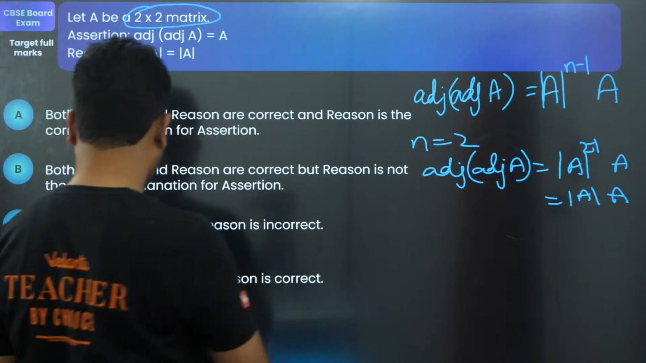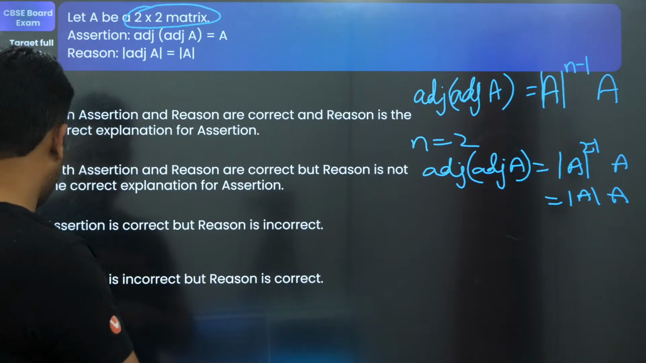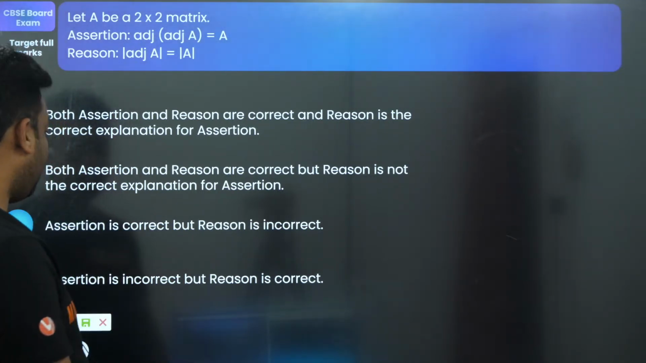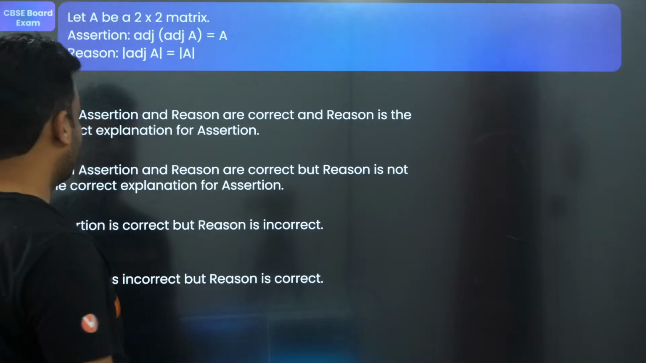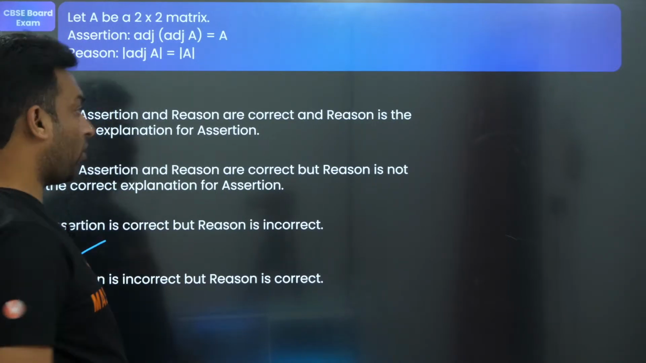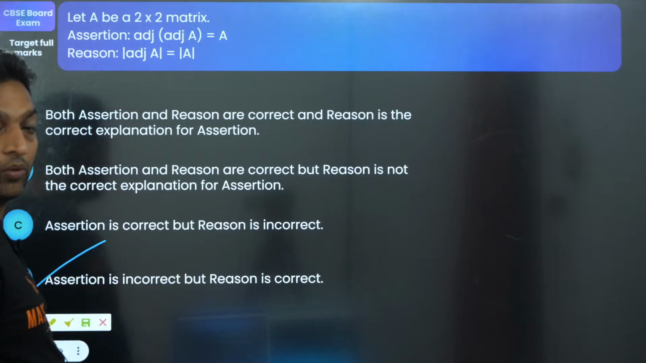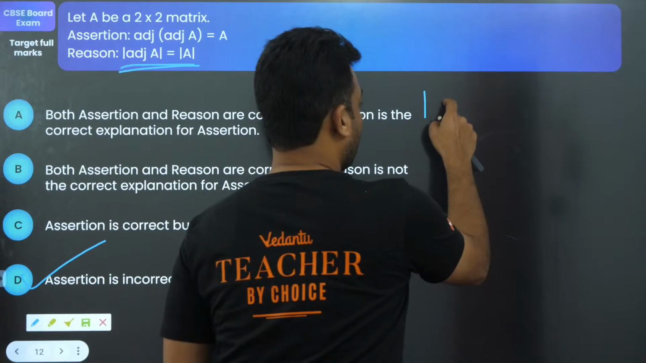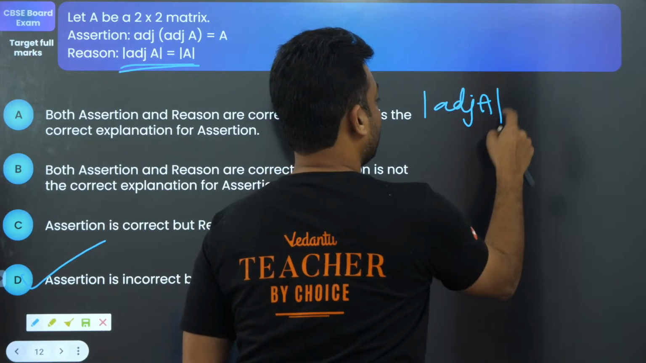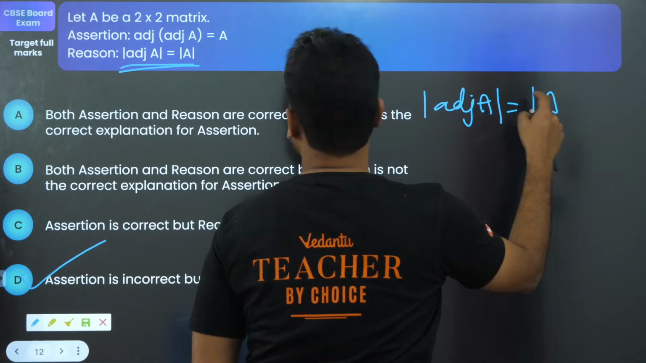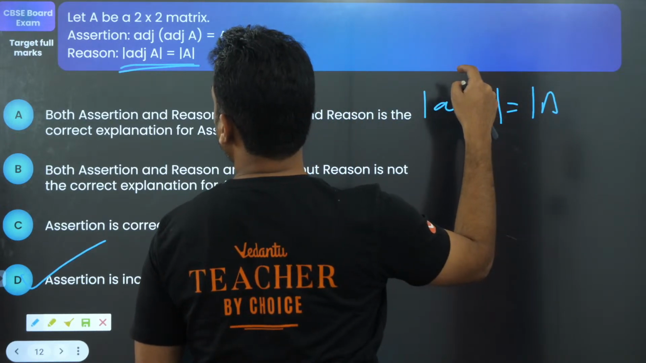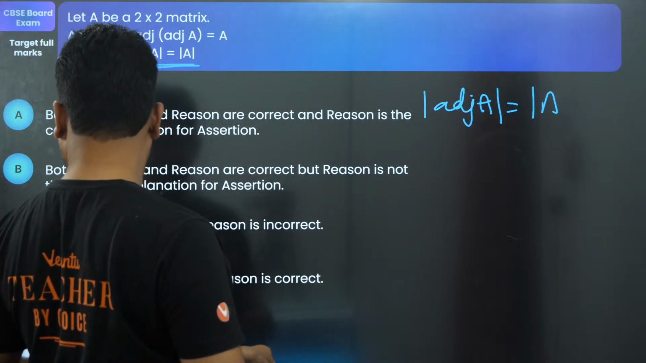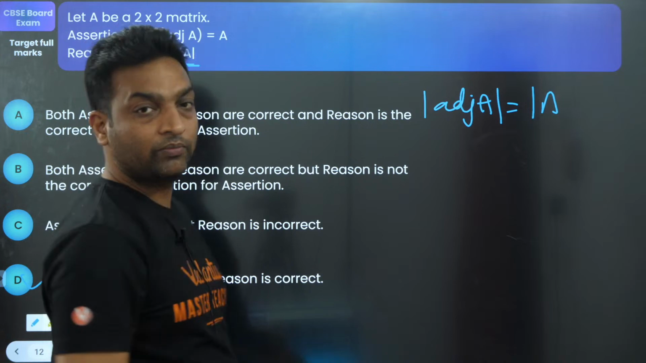Assertion is wrong. Only one option contains assertion is wrong. That is option D. So answer is option D. है ना? By the way, reason भी सीख लेते हैं. Determinant of adjoint A होता है क्या? Determinant of adjoint A बताओ, आप खुद बताओ. Come on, tell me.